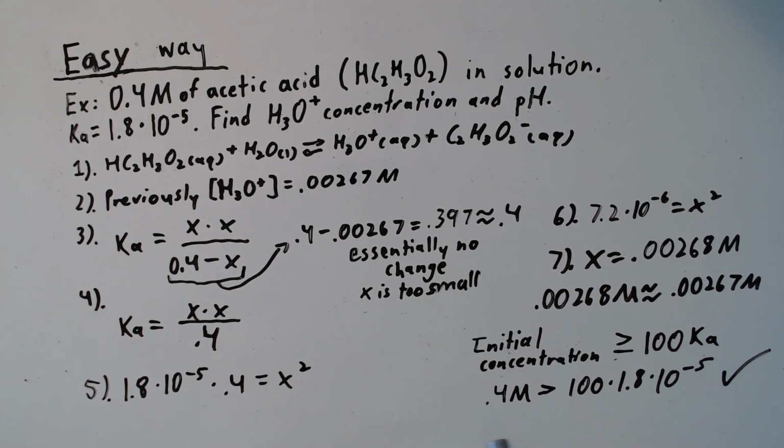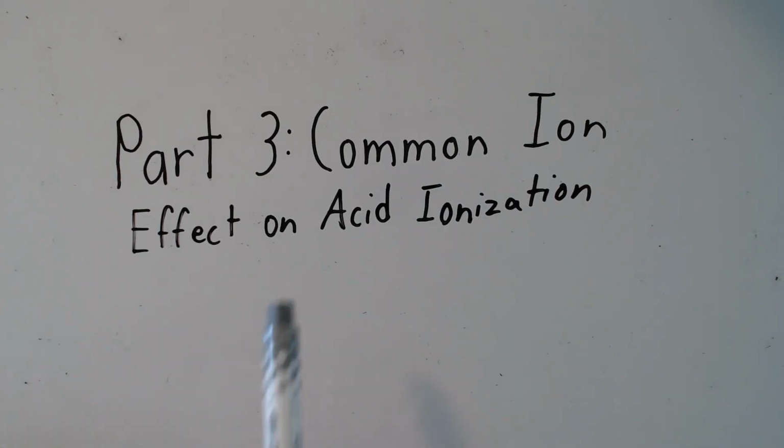And in this case, the 0.4 molar is obviously much greater than 100 times 1.8 times 10 to the negative fifth. That means that so little acetic acid dissolves that we can essentially ignore this X and solve this problem. And this is what I call the small number approximation. It is very simple to solve and is much simpler than solving the quadratic equation. And I would recommend using this for any problem where you can use the small number approximation. Very simple to solve.